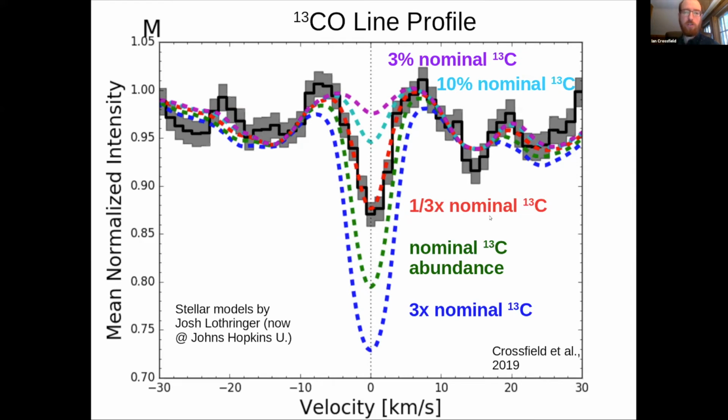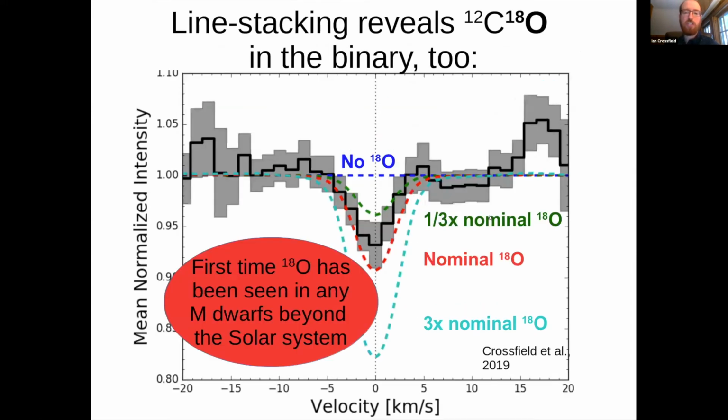So not only could we do this for 13CO, we were also able, by the same line stacking approach, to see C18O as well. It's less abundant, just like it is in the sun, but again, it's not quite at the nominal solar scaled abundance. It's a little bit less than that, as shown by the data here. And we think this is the first time 18O has been seen in any M dwarfs at all. But again, if you know of other things that we missed in the literature, please do let me know. We'd be happy to hear about that.